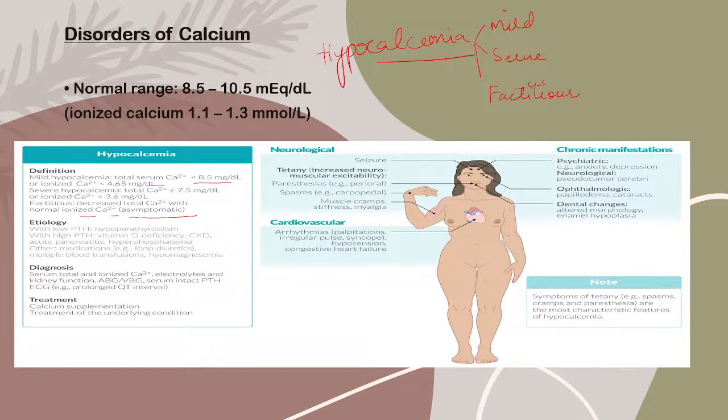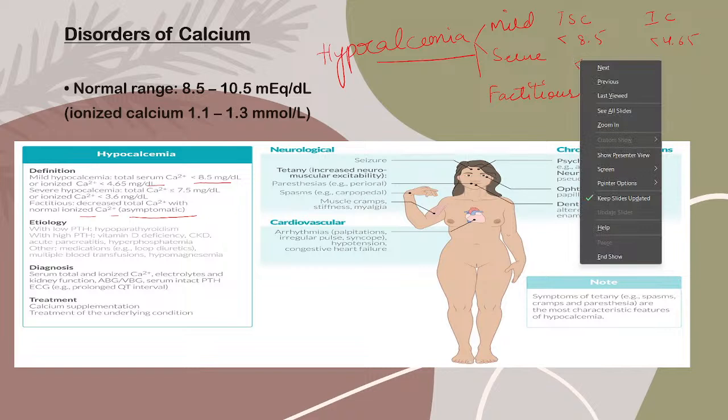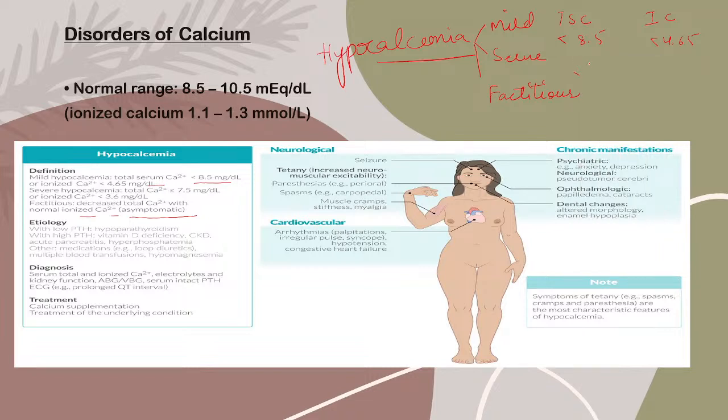So in mild hypocalcemia, total serum calcium would be less than 8.5, and ionized calcium would be less than 4.65. In severe hypocalcemia, total serum calcium would be less than or equal to 7.5, and the ionized calcium would be less than 3.6.